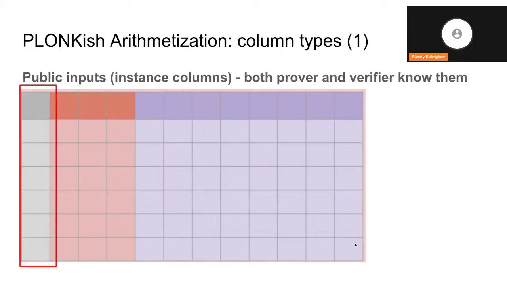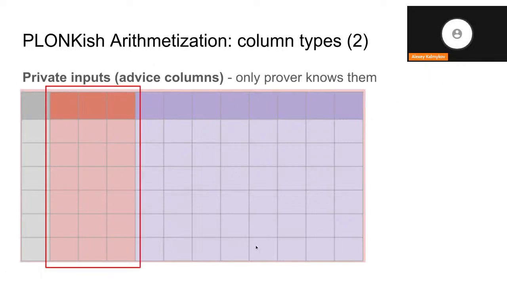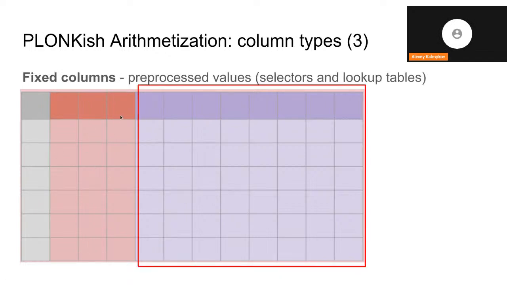As you may have already noticed, the matrix itself has three different segments. So we can have public inputs, so-called instance columns in terms of Halo2. These are the values that both prover and verifier know. There are also private inputs, or the witnesses, the computation witnesses, that only the prover knows. This is the red part. And finally, there are fixed columns. These are preprocessed values, selectors, lookup tables that depend on the circuit and the lookups we want to have in our ZK program.